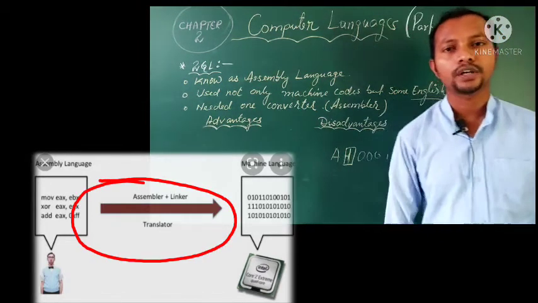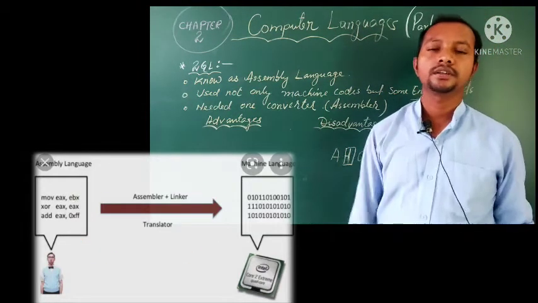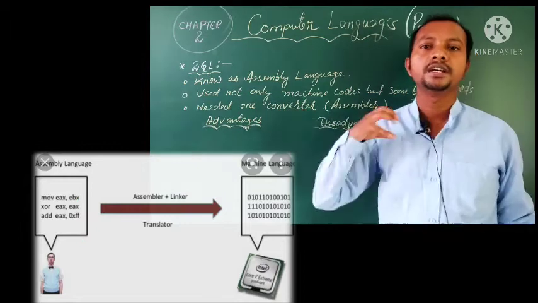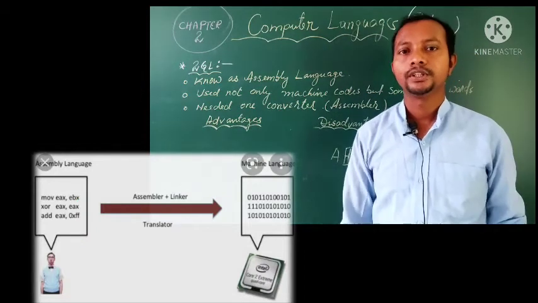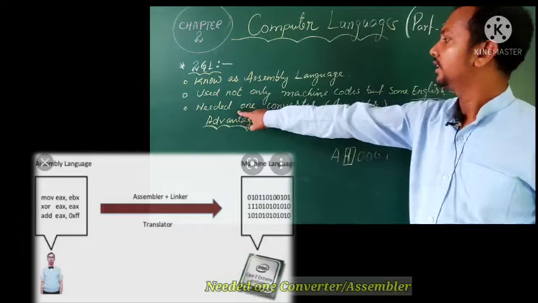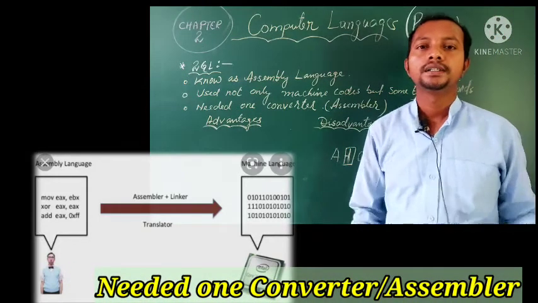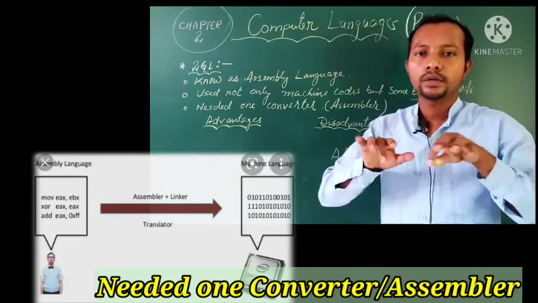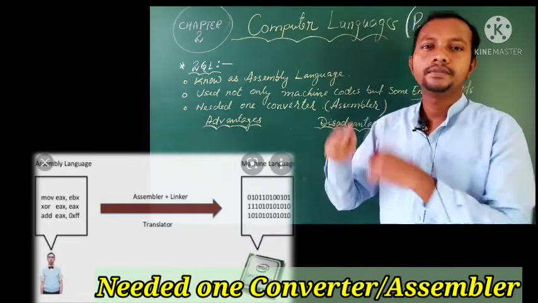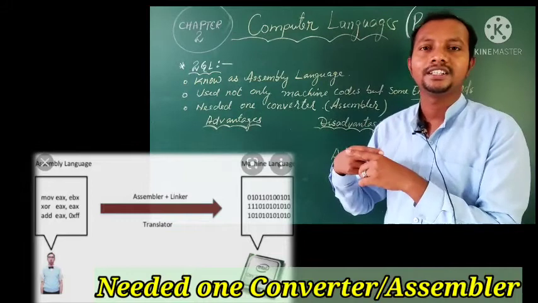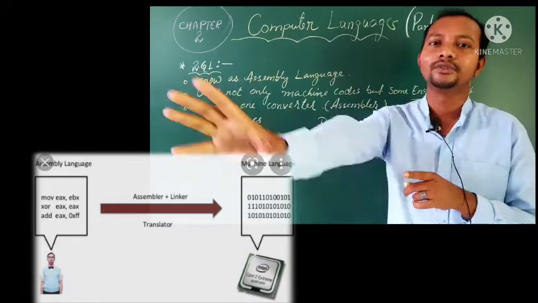In the first video I was talking about this: if I speak Chinese and you understand only English, we'll need one person to translate my language to you. So we need one converter, and that converter is known as the assembler. What does this assembler do? The assembler takes whatever we type, converts it into binary codes, machine codes, and only then gives it to the computer.